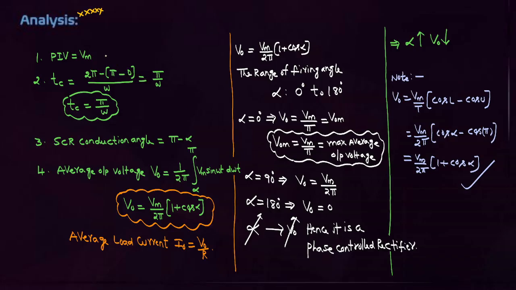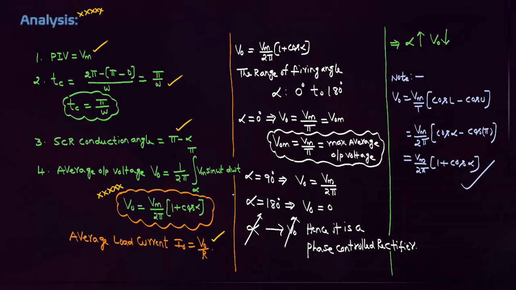That is, in single phase half wave control rectifier using resistive load, peak inverse voltage is Vm, circuit turn off time is pi by omega, SCR conduction angle is pi minus alpha. What is the average output voltage? Pi star, gunshot formula. For single phase half wave control rectifier, average output voltage is Vm by 2 pi into (1 plus cos alpha). Then what is the average load current?